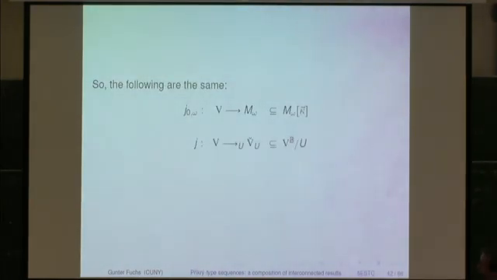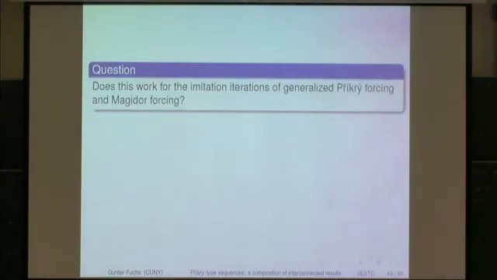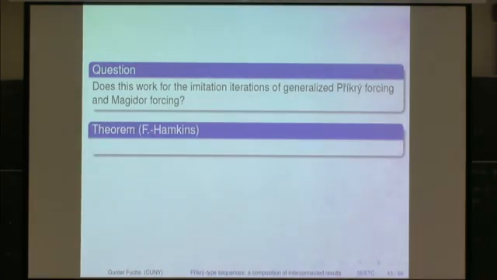Sorry, this went too fast maybe. So we have this iterated ultrapower. It can be described by a single Boolean ultrapower by the correct ultrafilter U on Prikry forcing. So the obvious question: does this work for generalized Prikry forcing and for Magidor forcing? And the theorem, so we're currently working on this, Joel Hamkins and I. The theorem is yes.